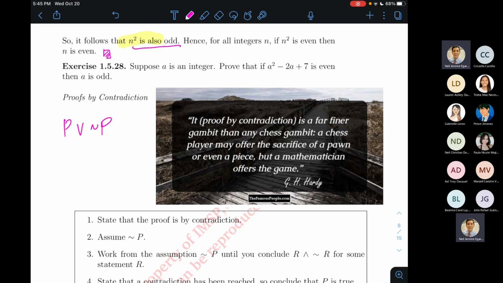Kasi pagka inassume mo, kung gusto mong i-prove si P, sabihin mo, kunwari, mali si P. So, i-assume mo si not P. And you will show that not P is impossible, or the truthfulness of not P is impossible. Therefore, hindi pwedeng maging totoo si not P. Ito, tautology to. So, that forces us to accept the truthfulness of the statement P. Okay? So, in summary, sa proof by contradiction, ina-assume natin na mali yung gusto nating ipakita, and we will be searching for something wrong. Okay?